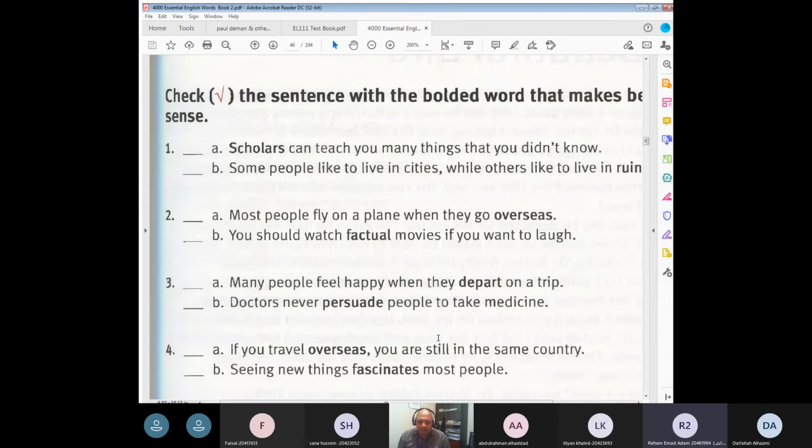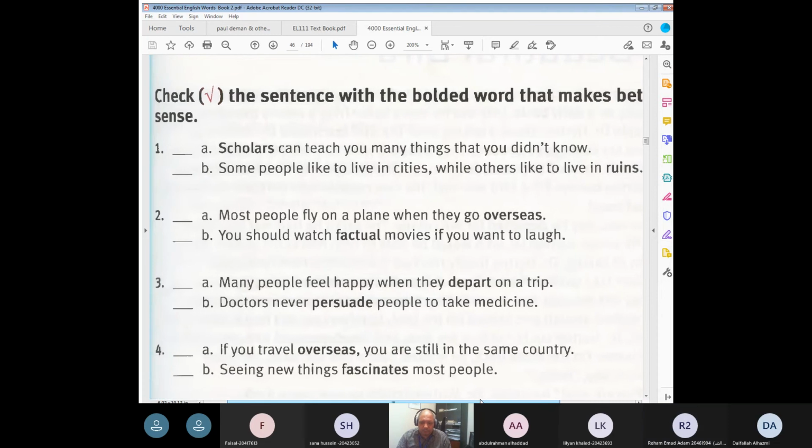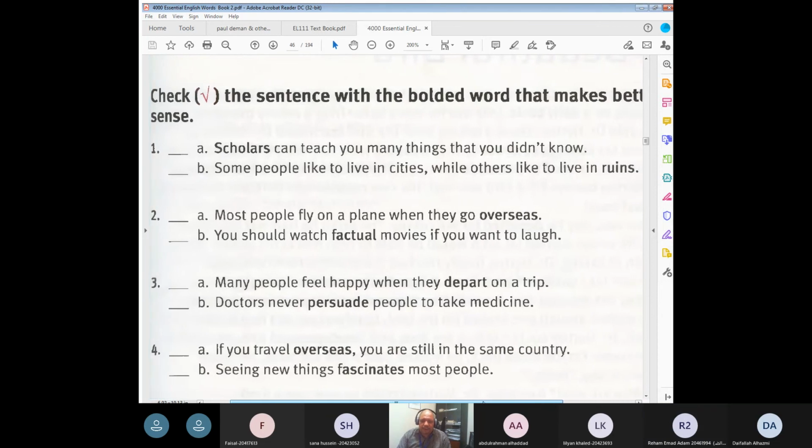Yani, let's read it out loud. Some people like to live in cities while others like to live in ruins. Do people like to live in ruins? Maybe, I think. Now we're choosing. So read the first sentence. Perhaps it makes more sense. So it has a better meaning. Scholars can teach you many things that you didn't know. Right? I think that one would make more sense. Right?